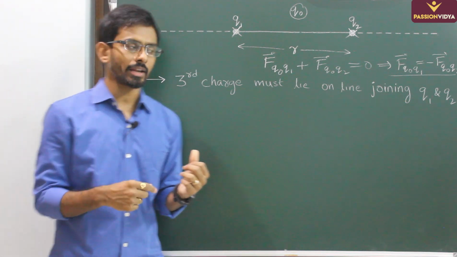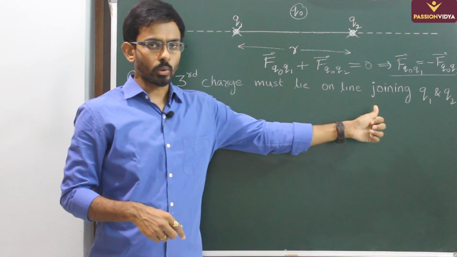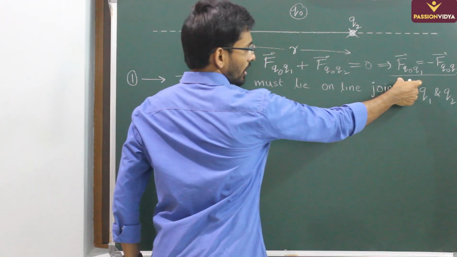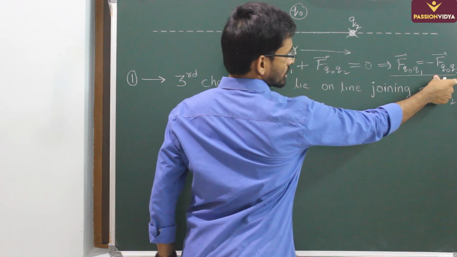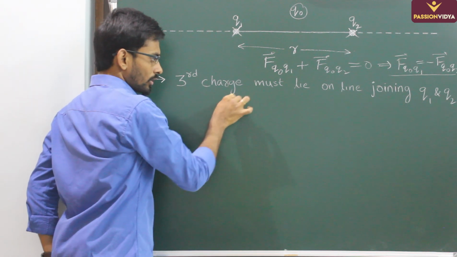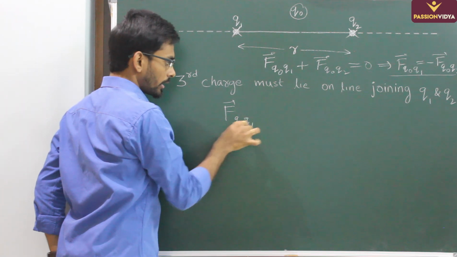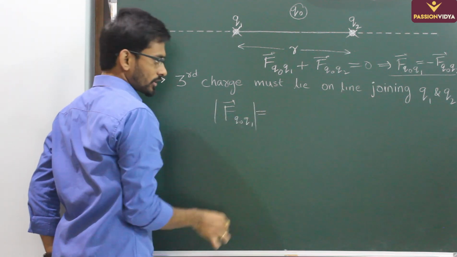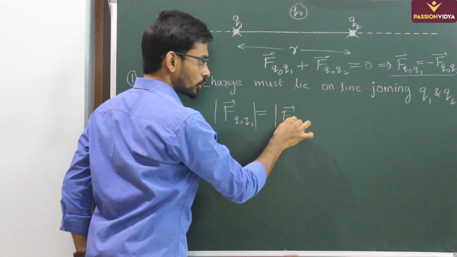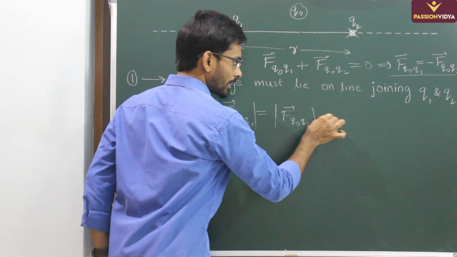So the first point we can get is the third charge must lie on the line joining Q1 and Q2. Now from here, the force due to Q1 is equal to minus the force due to Q2. If we take magnitudes, the magnitude of the force acting on Q0 due to Q1 must be equal to the magnitude of the force on Q0 due to Q2. So these magnitudes should be the same. So from here, what will we get?